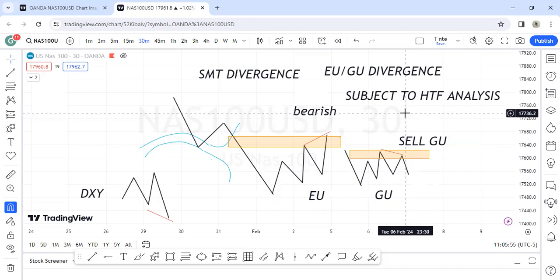I'll show you guys an example of a trade I took myself. Don't worry, I'll show you.